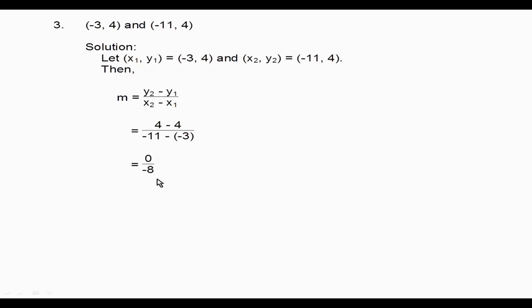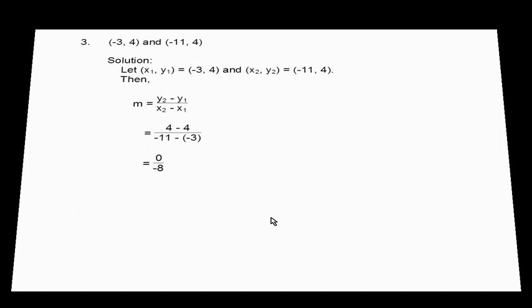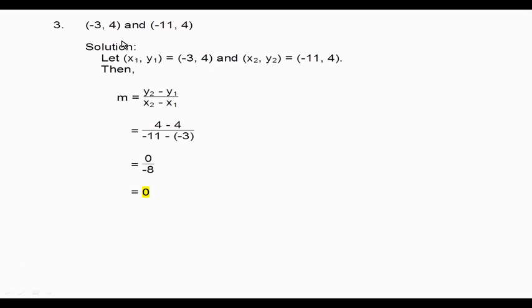0 over a non-zero number is 0. It's kind of like I have $0 divided amongst 8 people. Each person gets $0. So remember, 0 over a non-zero number is 0. So the slope is 0. And if you were to plot those 2 points, you would see that they are in fact on a horizontal line. So the line is horizontal here in example 3.